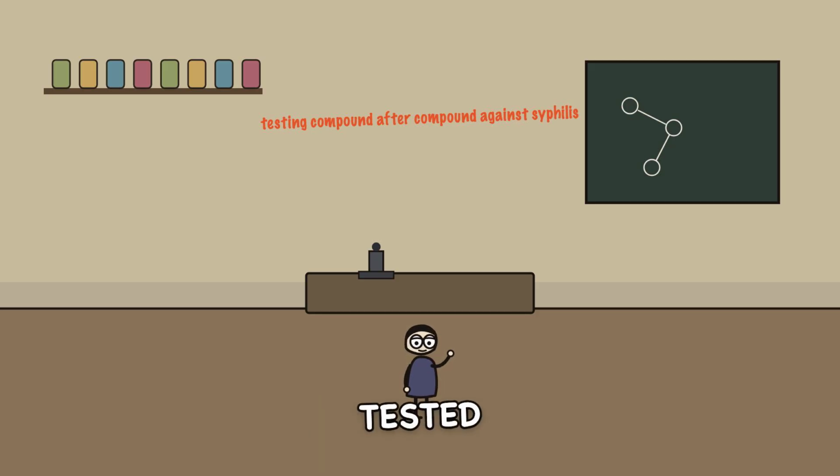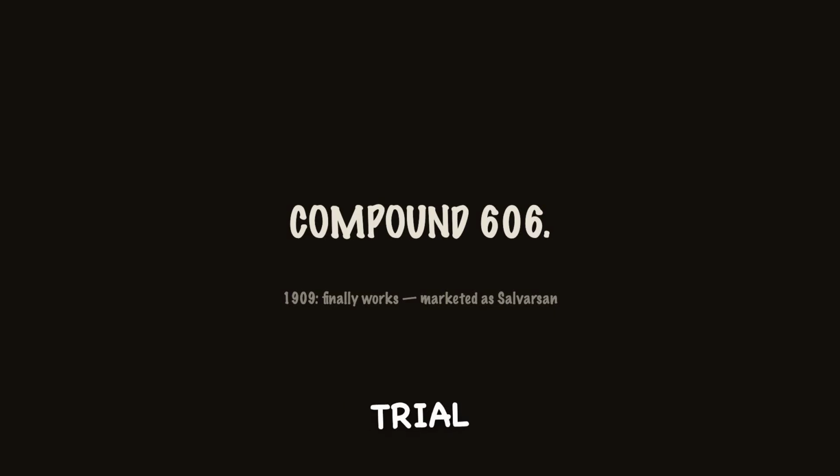Ehrlich's laboratory tested compound after compound against syphilis, a serious and widespread bacterial disease, in a slow, grueling, and often demoralizing process of systematic trial and error. Compound number 606 finally worked in 1909, and Ehrlich marketed it as Salvarsan, the world's first true magic bullet and the first drug specifically designed, from the ground up, to target one particular disease-causing germ.